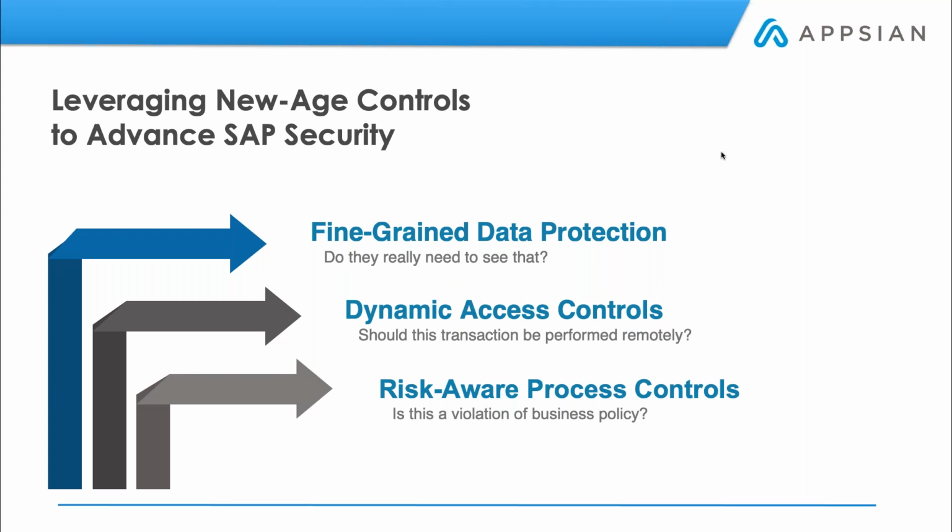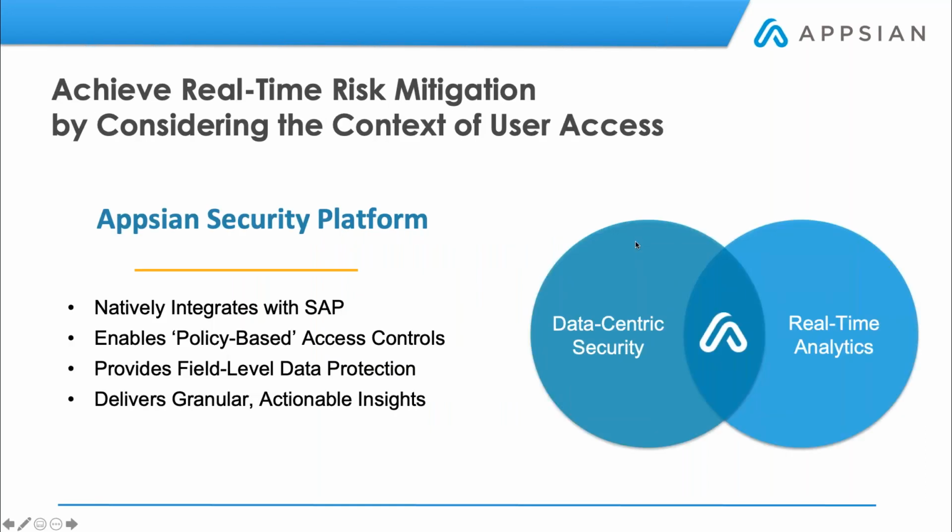So is this a violation of business policy? It goes back to some of the policies that we were talking about earlier. So that's the end game of really least privilege 2.0, is bringing in that context to give you the understanding of what's happening, to understand how the user is accessing your system and what should or should they not be able to work with based upon your own policies, and define those and build that within the security model. So when we achieve that real-time risk mitigation, it's by considering the context of the user access.